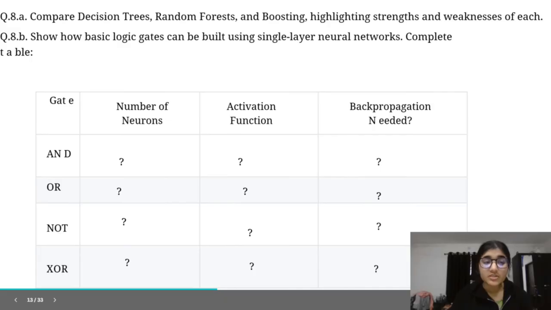Moving on to question 8. Question 8 says: compare decision trees, random forest and boosting, highlighting strengths and weaknesses of each. The B part is: show how basic logic gates can be built using single layer neural networks. Complete the table. The table is given like this, and here the data is not given. We need to find the data.